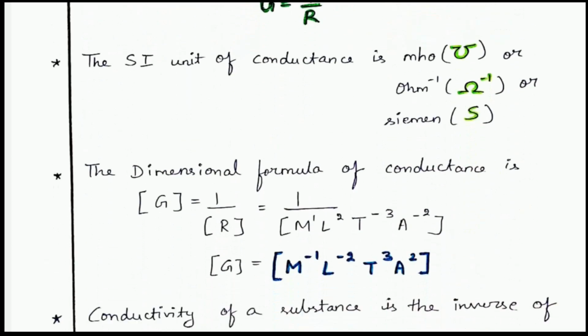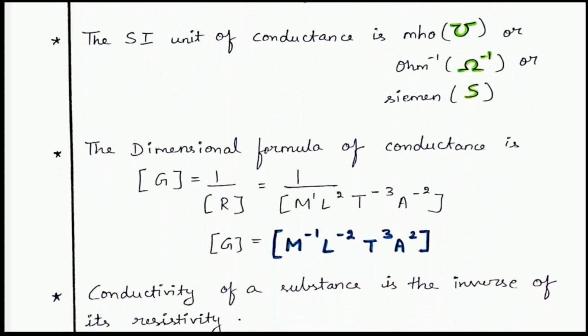And its dimensional formula will be the inverse of the dimensional formula of resistance. The dimensional formula of resistance is M1 L2 T minus 3 A minus 2. So the dimensional formula of conductance will be M minus 1 L minus 2 T3 A2.